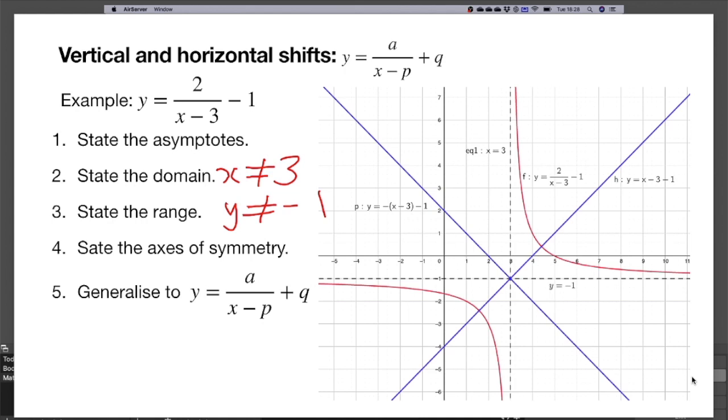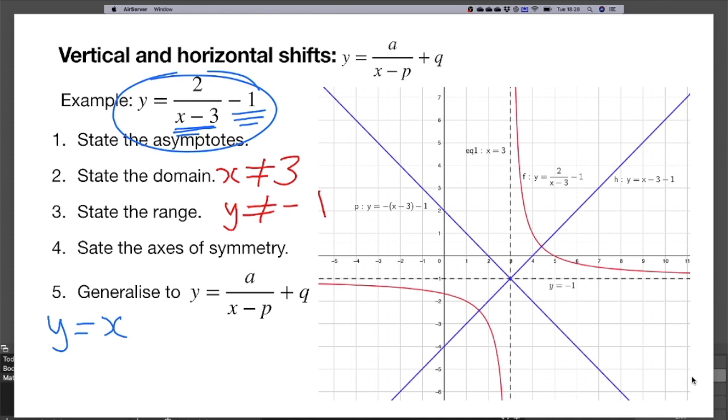You will need to go back to the parent graph and remember that one asymptote from the parent graph is given by y is equal to x. But for this particular graph, there are some transformations that took place. The x minus 3 down here tells us that the parent graph was shifted 3 units to the right. And the -1 tells us that it was also shifted 1 unit vertically downwards. So there are certain transformations that took place.